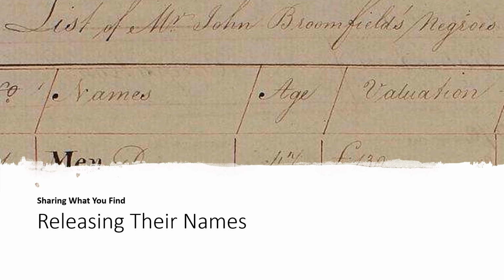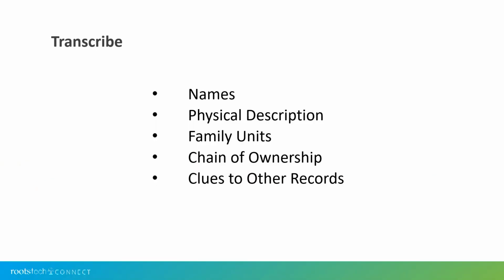Now, what do I mean by release their names? Well, for many enslaved persons, their names have not been said for generations. They are lost in the records of our ancestors. We can transcribe names that we find, physical descriptions, family units, chains of ownership, and clues to other records that our records may point to.